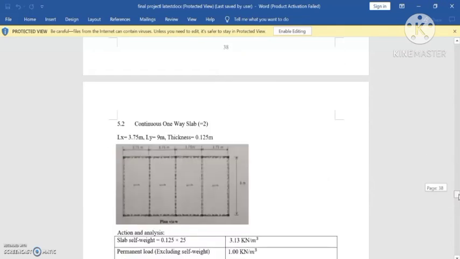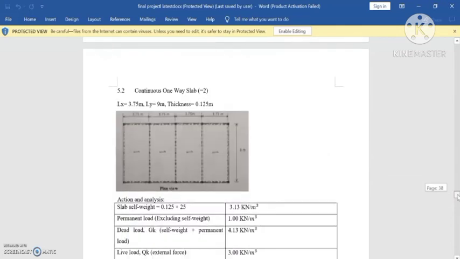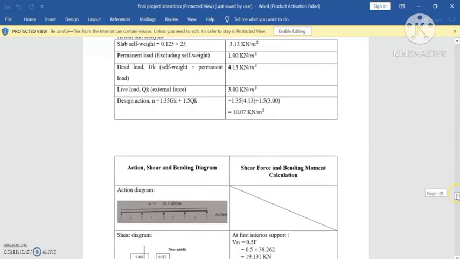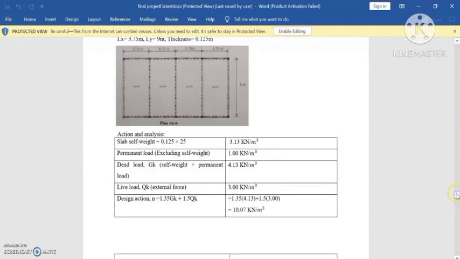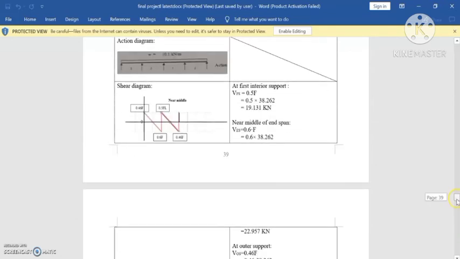Now we go to the continuous one-way slab. You look at here, we assume the lengths are Ls and Ly, and the thickness. For this continuous one-way slab, we just take the number of two pieces of the slab only, and the Ls is 3.75. This loading and the self-weight use the same formula as part 1.